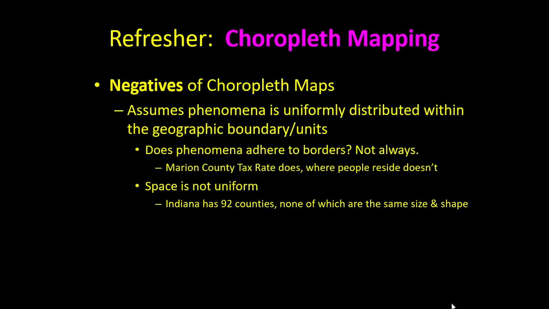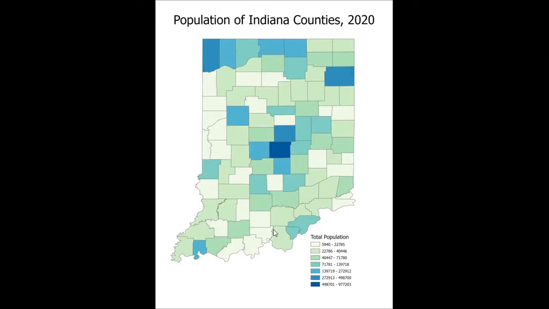Further, space is not uniform. In the case of Indiana, we've got 92 counties. That's a ton of counties. However, none of them are the same size and shape. And I return to a previous map that we've seen, population of Indiana counties in 2020. Once again, not everyone in Marion County lives everywhere. It makes it seem like all throughout this particular county, the population is uniformly distributed.